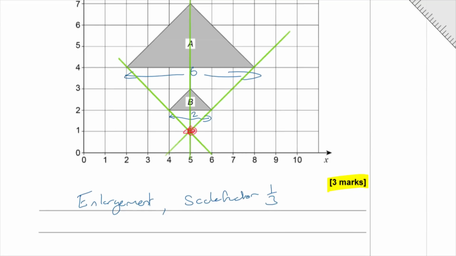So for the final mark, we just need to mention where the center is. So center, what's the coordinates of that? 5, 1. So enlargement scale factor 1/3, center 5, 1.